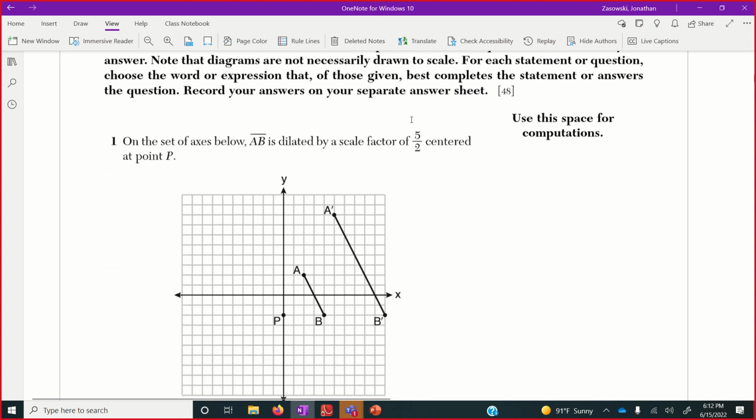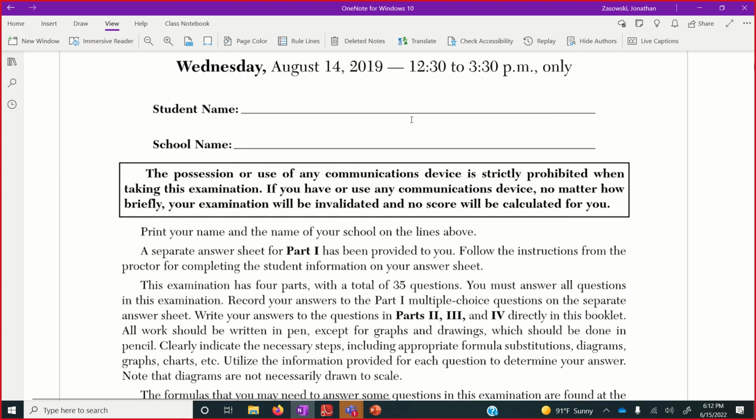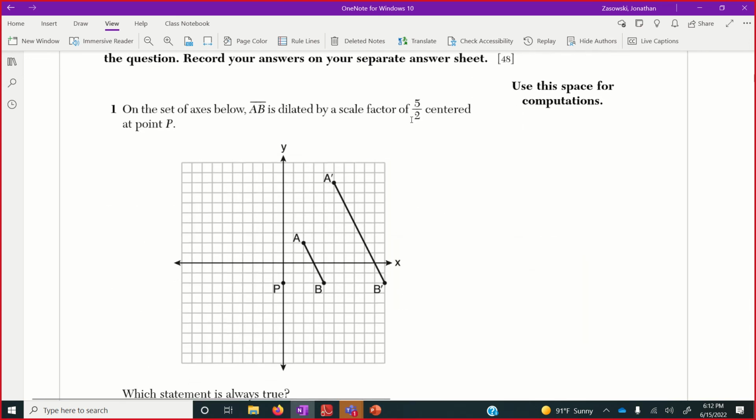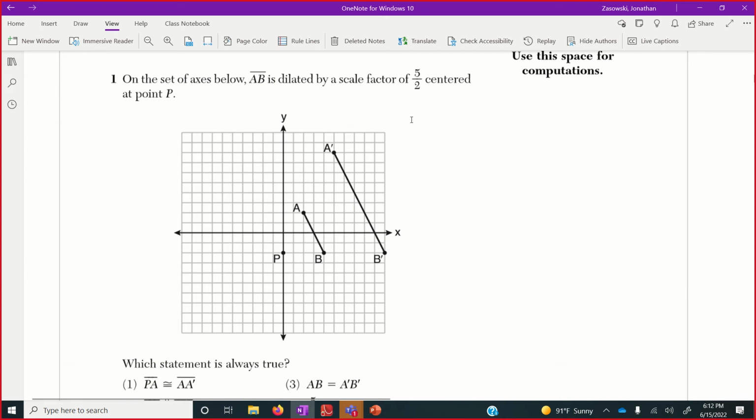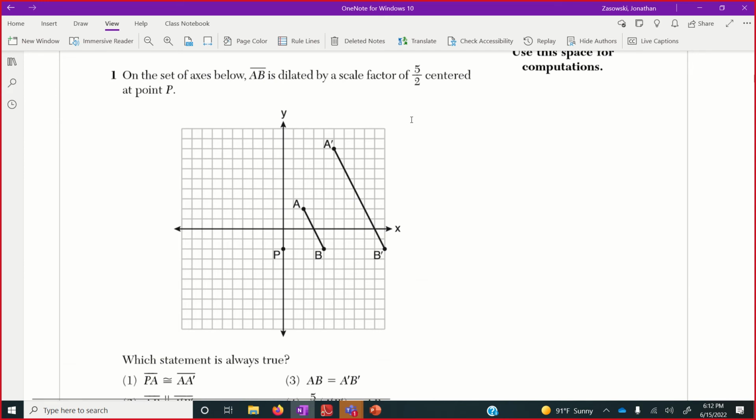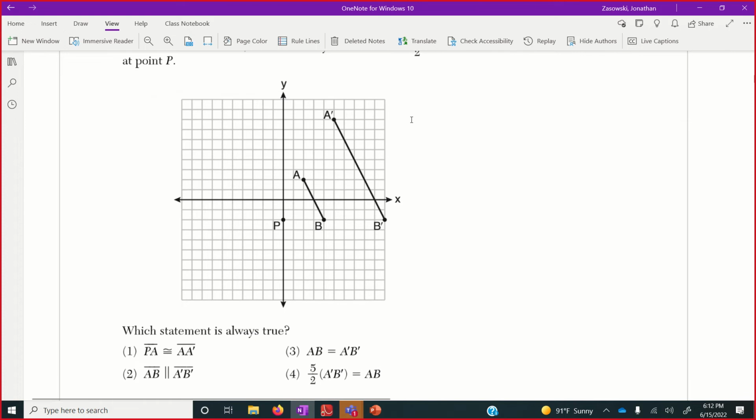This is an August 2019 exam, just for a quick reminder. For number 1, AB is dilated by a scale factor of 5/2 centered at point P. Which statement is always true?